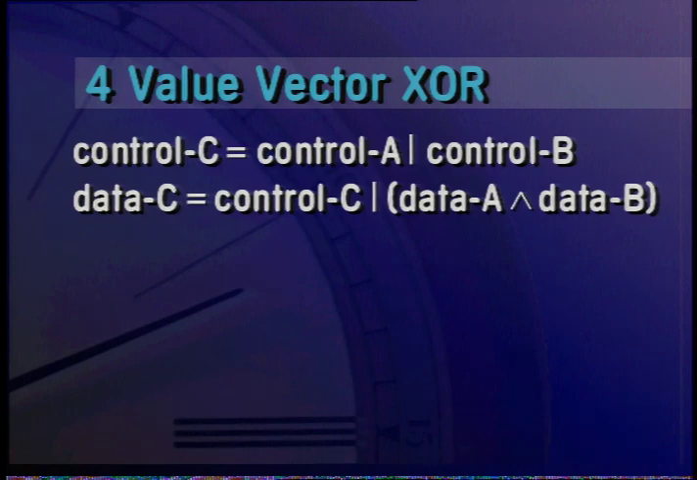In the 4-value representation, the natural way to implement this is to use 2 bits per data bit, a value bit and a control bit. For vectors, the control bits can be aggregated and the data bits can be aggregated, so they can all be operated upon at once. For the 4-value representation, then, the operation can be accomplished by doing an OR on the control bits followed by an XOR on the data bits ORed with the control bits.